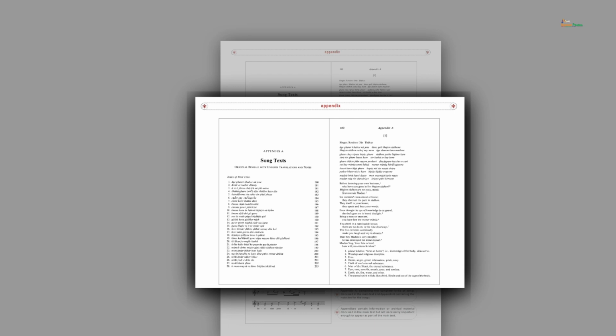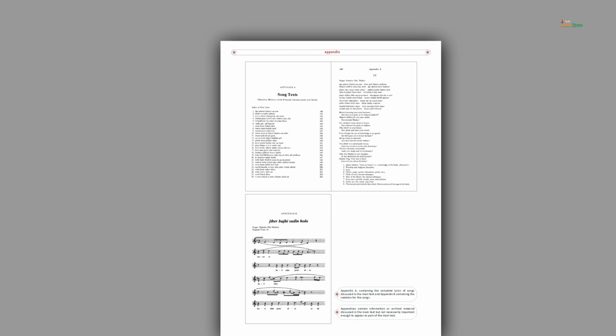Please note the difference in the type treatment. Appendix A is actually a label. The main display text is the word song texts. Appendix A therefore is a little smaller. The word song texts is much larger and establishes at once what this section is all about. And there is a subhead which is then in upper lower small caps. The lower one, the lower page, is the music notation for each of these songs.